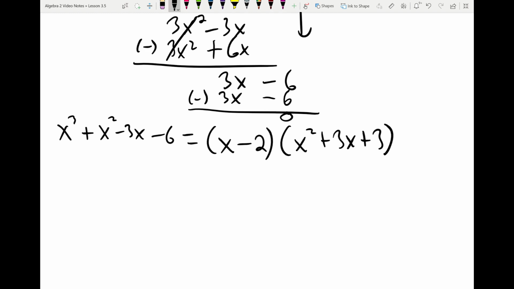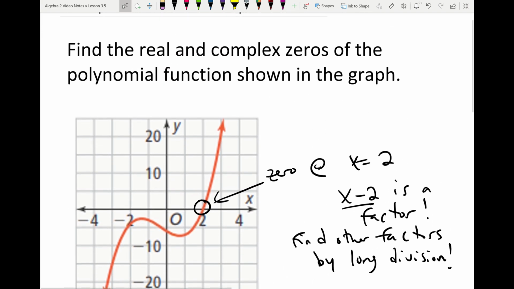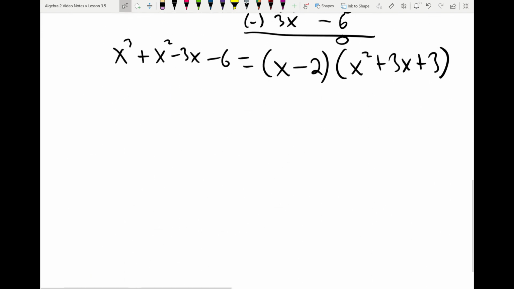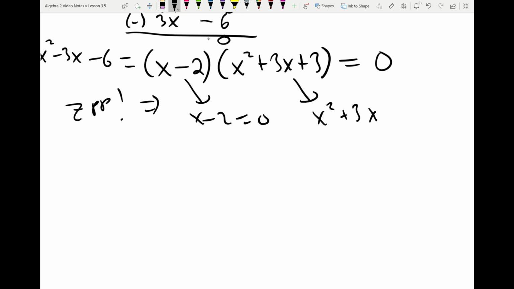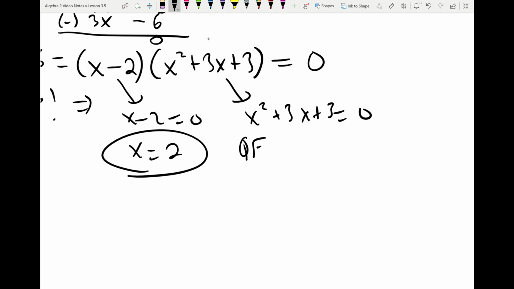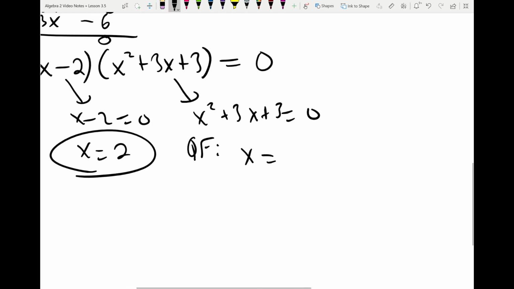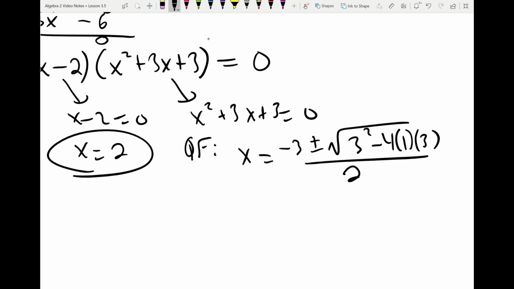So it's factored. Now they want us to find the other zeros, right? Find the real and complex zeros. So now we're going to use the ZPP. We know x minus 2 equals 0, x squared plus 3x plus 3 equals 0. So this is going to be x equals 2. That's one of our zeros. This one we have to use the quadratic formula. So I'm going to go ahead and use the quadratic formula real quick: negative b plus or minus the square root of b squared minus 4 times a times c, over 2 times a.